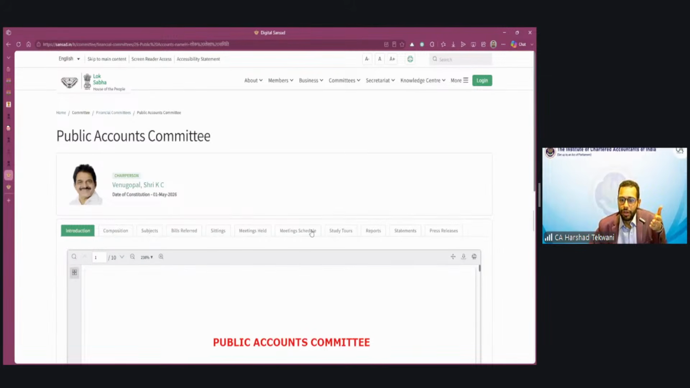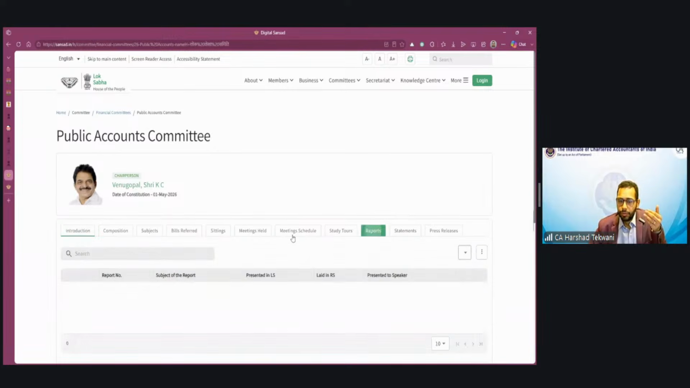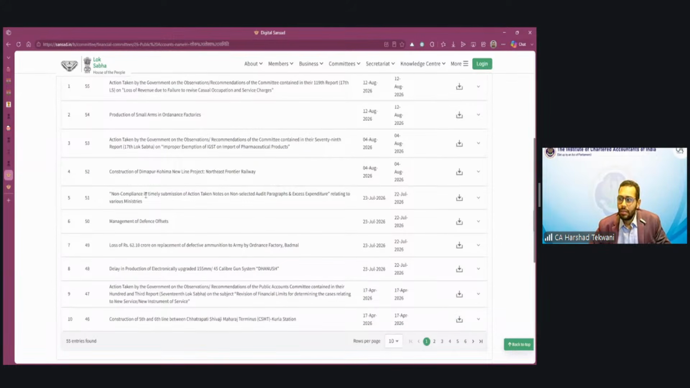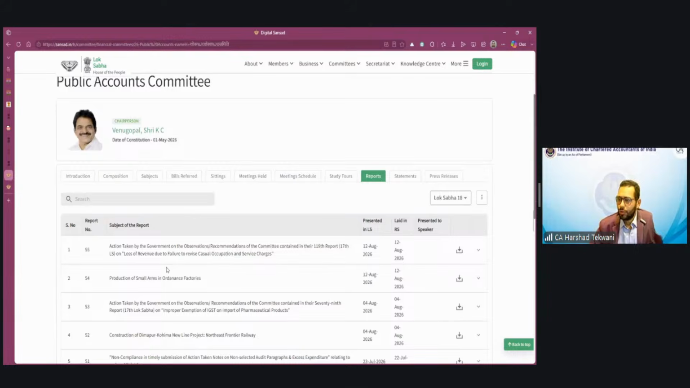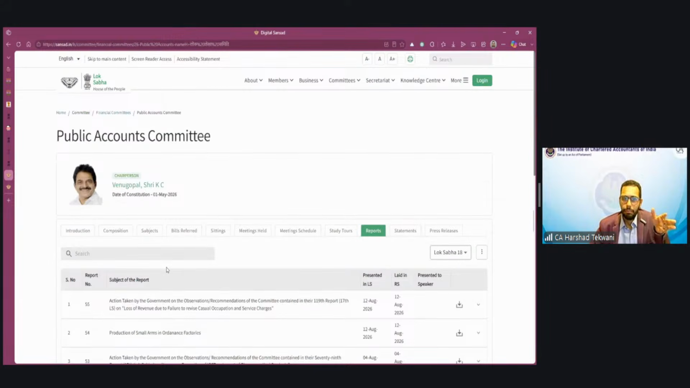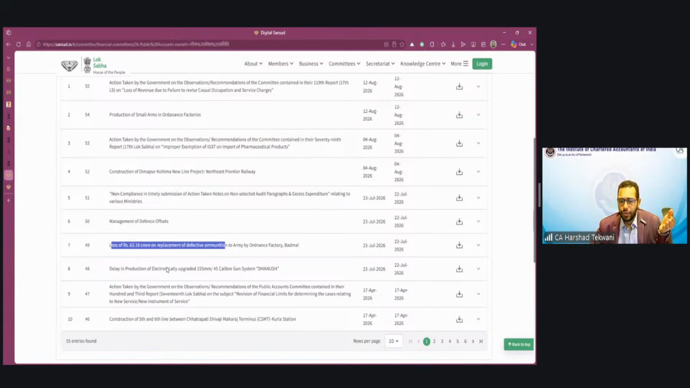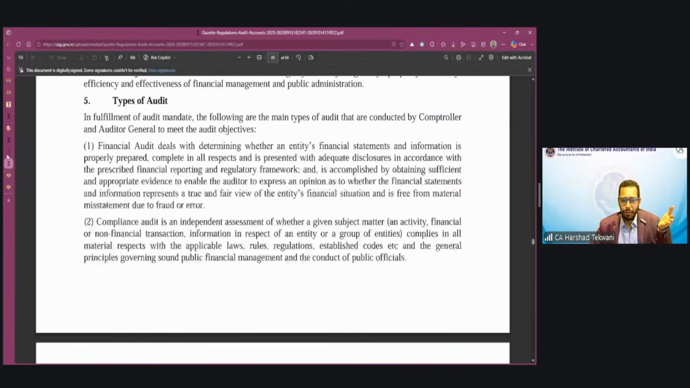If I talk about their reports, see, there are some non-compliance reports, management of defense offset, a lot of things are there. Loss of this many crores due to replacement of defective items. A lot of reports are issued by this committee, the public accounts committee. They examine many things and then issue the report. That's the second committee, which is a financial committee.